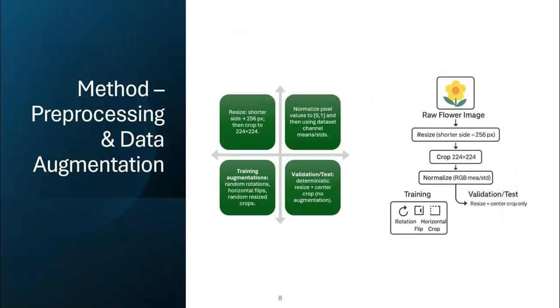Coming to method, pre-processing and data augmentation. For pre-processing, each image is resized so that the shorter side is 255 pixels and then cropped to 224 by 224 pixels. Values are scaled to between zero and one, and normalized using channel-wise means and standard deviations estimated from the training set. During training, we use data augmentation: random rotation, horizontal flips and random resized crops to improve generalization.